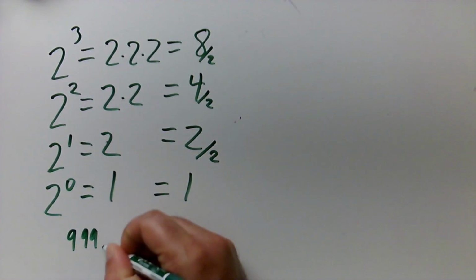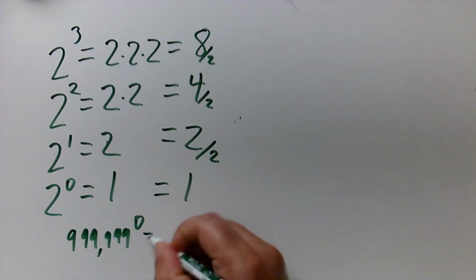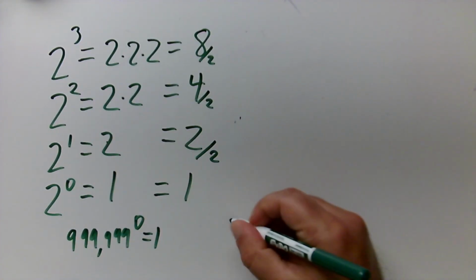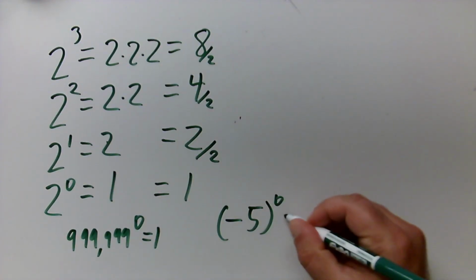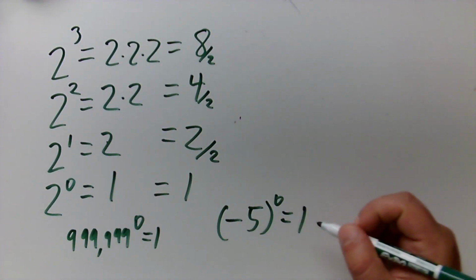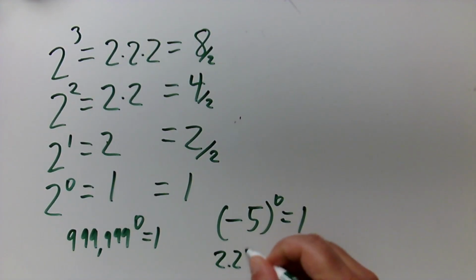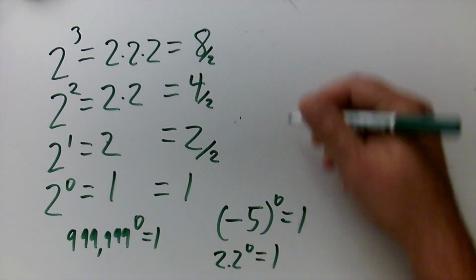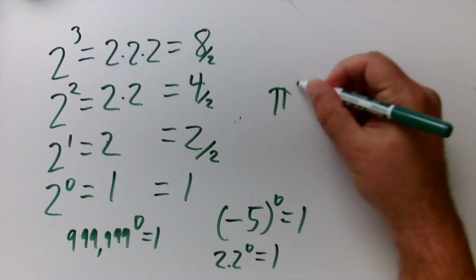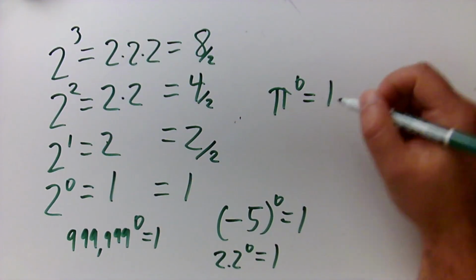You could take 999,999 to the 0 power, that's equal to 1. You could take negative 5, in parentheses of course, that's equal to 1. You could take a decimal number, 2.2 to the 0 power, that's also equal to 1. You could even take an irrational number, pi to the 0 power is equal to 1.